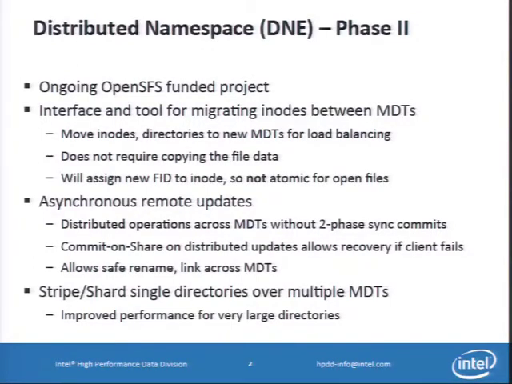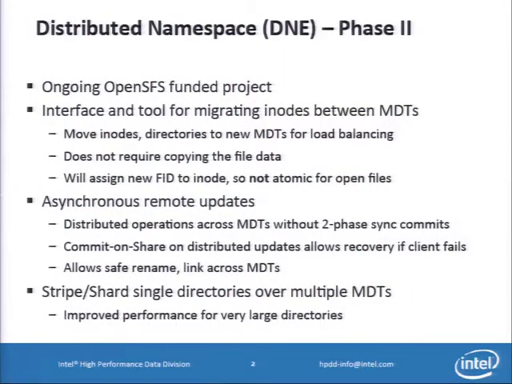The other thing is the asynchronous remote updates that do away with the synchronous updates on MDTs when you actually do cross-MDT operations. Those are replaced with commit and share for distributed updates, and so kind of better performance when there are no conflicts. This should also allow for safe rename and safe linking cross MDTs, which are unsupported operations right now.